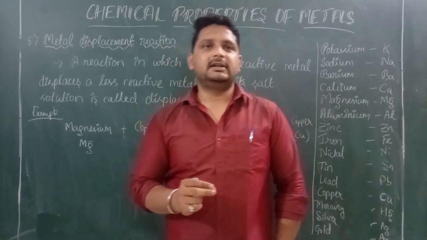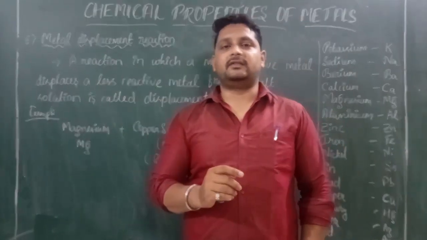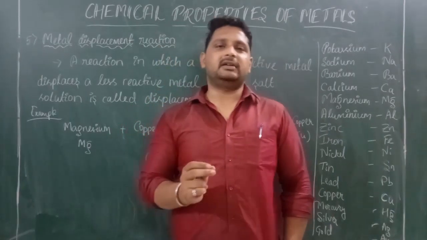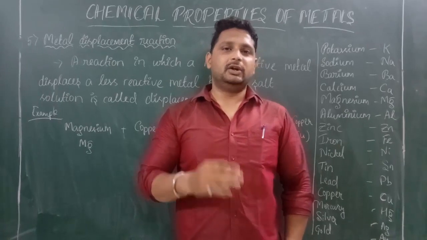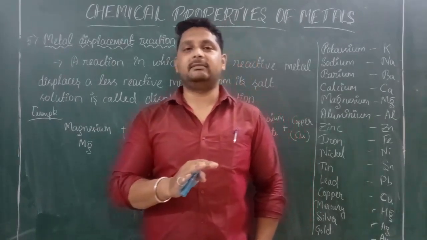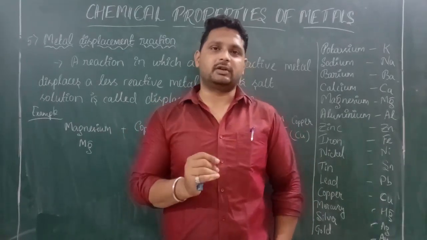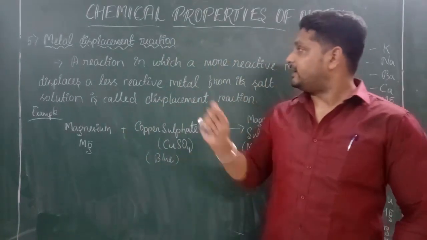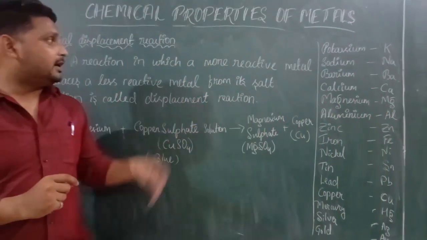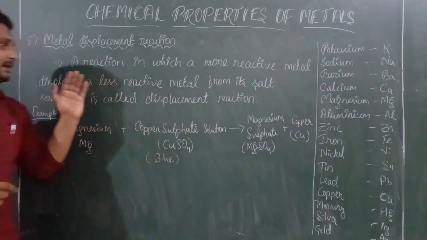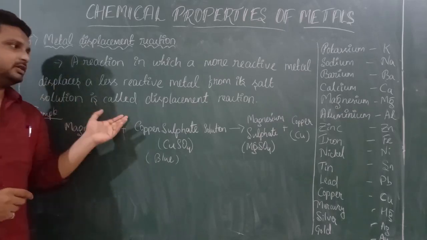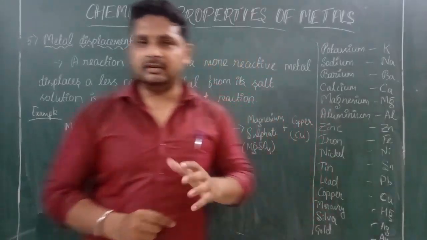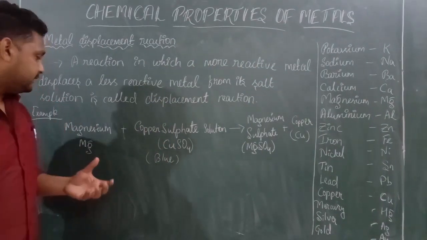Generally, in case of metals, there are some metals which are highly reactive and there are some metals which are very low reactive. So what happens? A highly reactive metal has the ability to remove a less reactive metal from its salt solution. This type of reaction is called displacement reaction. A reaction in which a more reactive metal displaces a less reactive metal from its salt solution is called displacement reaction.